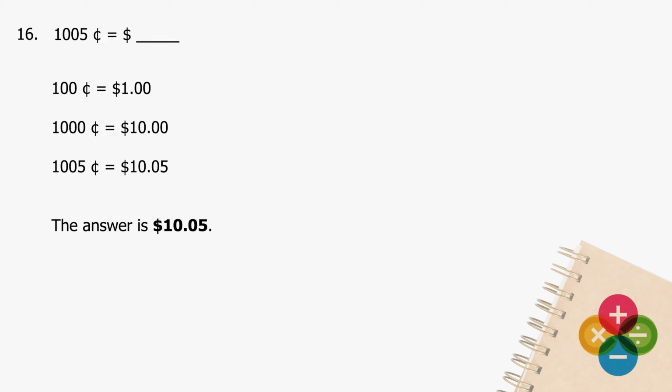Question 16. 1005 cents is equal to how many dollars? 100 cents is equal to $1. 1000 cents is equal to $10. 1005 cents is equal to $10.05. The answer is $10.05.